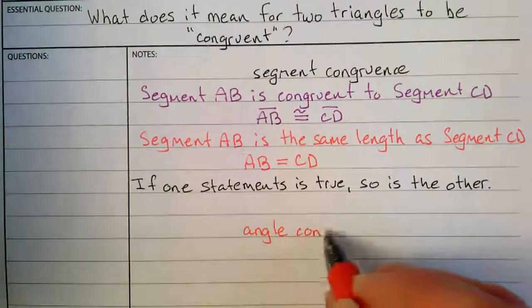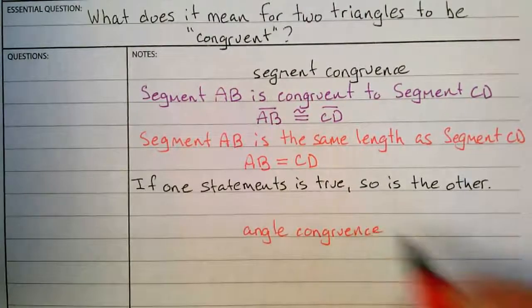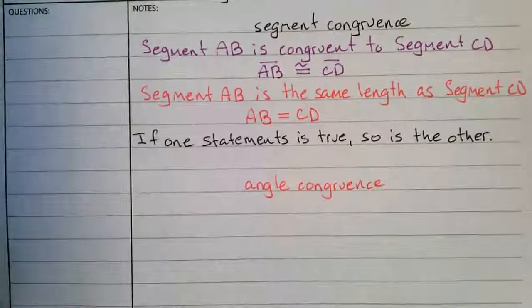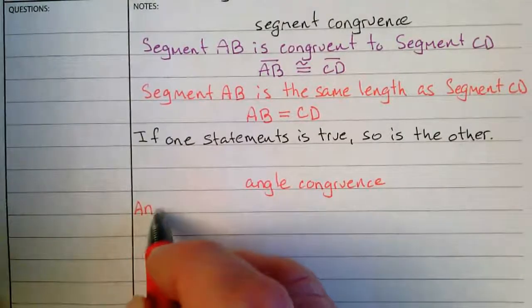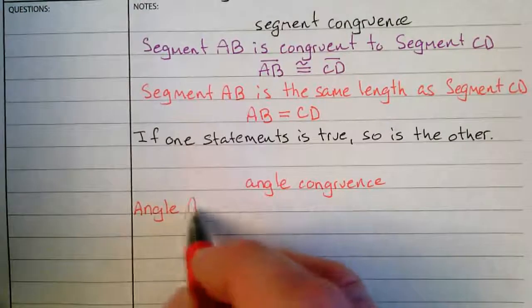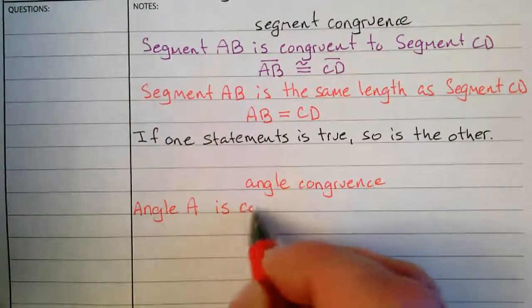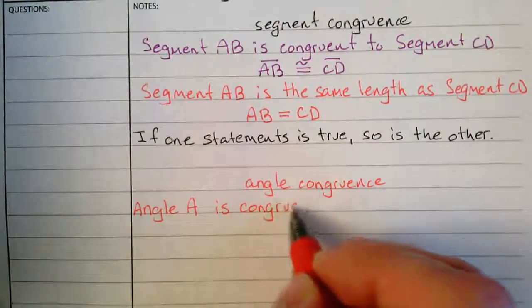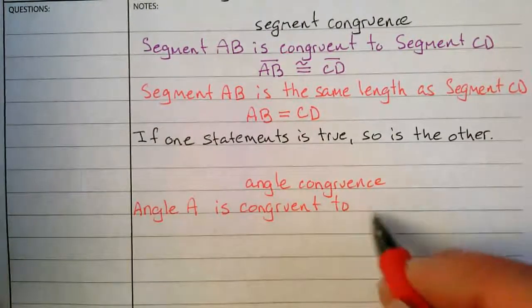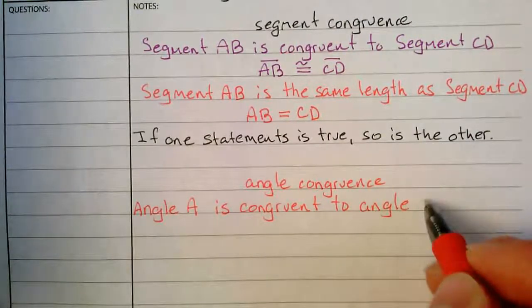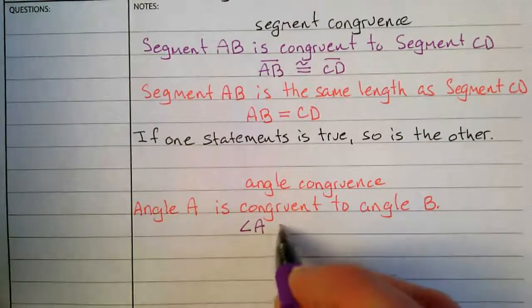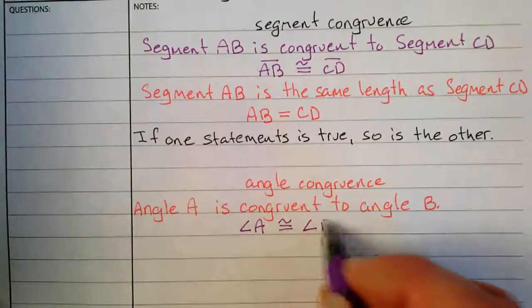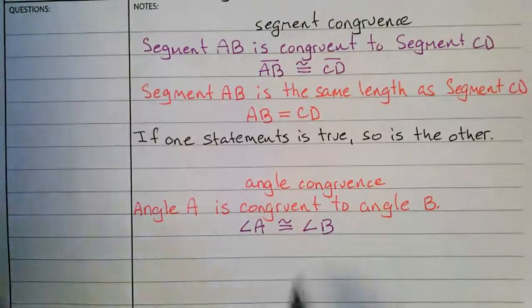Angle congruence. If I said that angle A is congruent to angle B, I would write that as angle A is congruent to angle B. And remember, there are several ways to write angle names. This is just one.